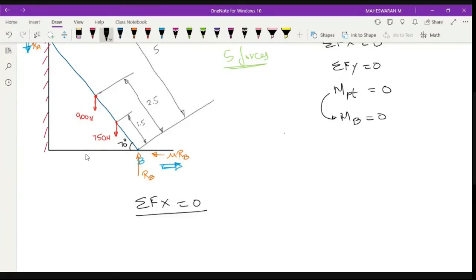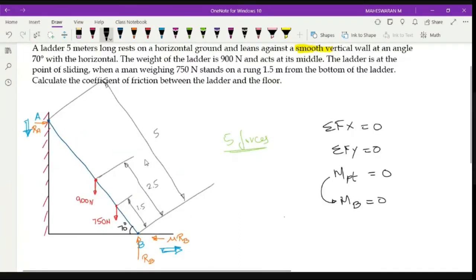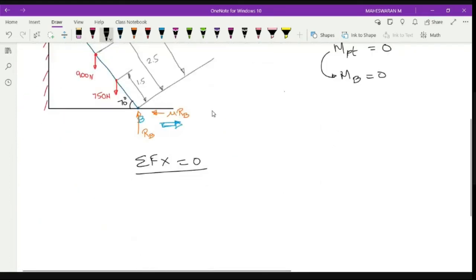So let me add all my horizontal forces. So what are the horizontal forces? You have RA towards this direction. No need to worry about movement direction. So always you consider right side as positive and upward as positive, right? So this is RA.